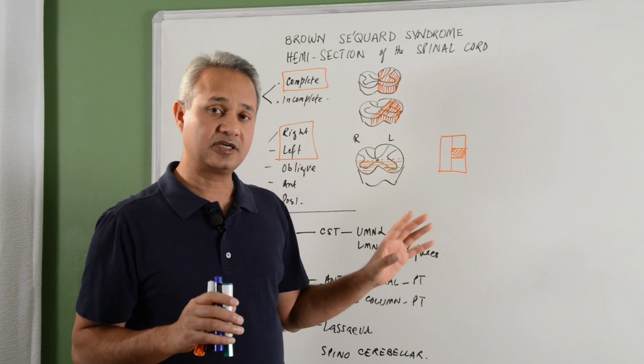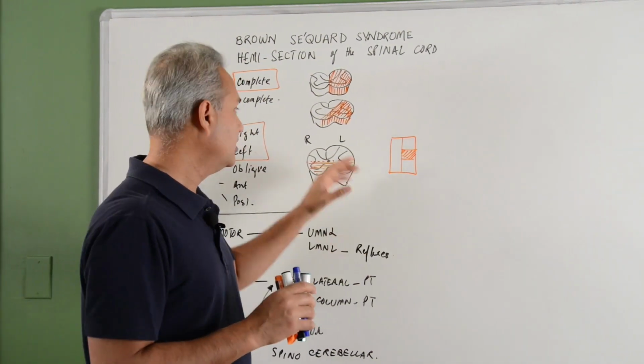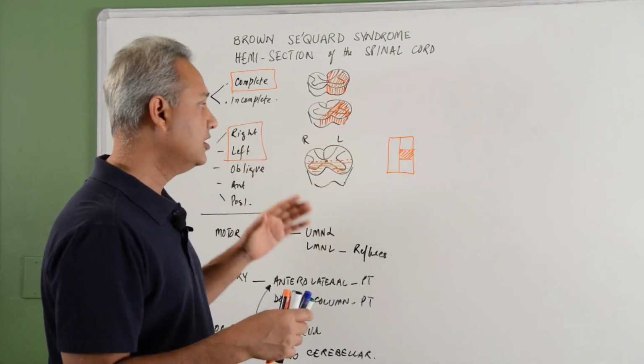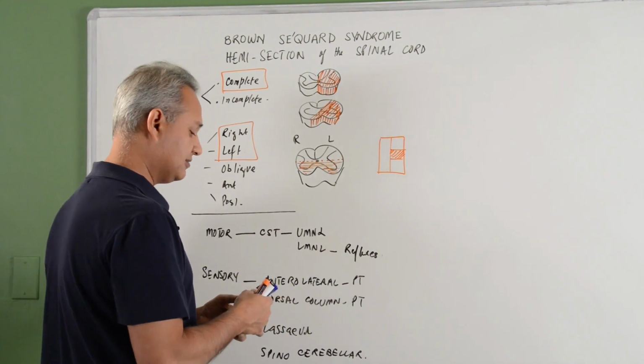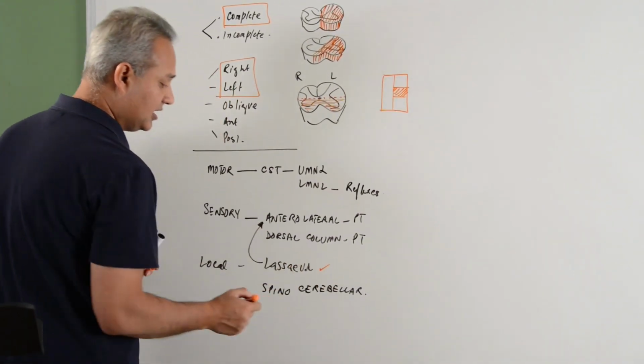So today's lecture is really trying to establish this understanding. Once you understand this, you can actually go through the various types of sections and you can talk about what will happen. So let's start understanding this. The first thing that I would like to convey is the Lissauer's tract.